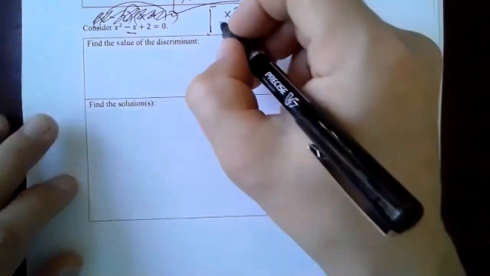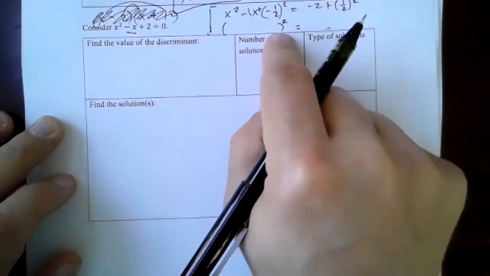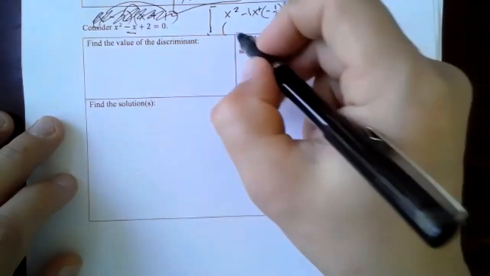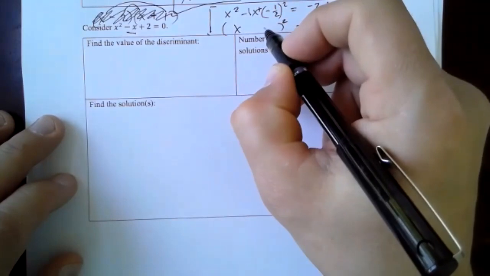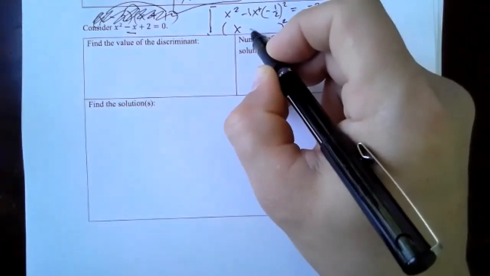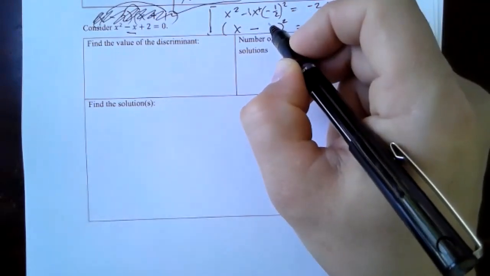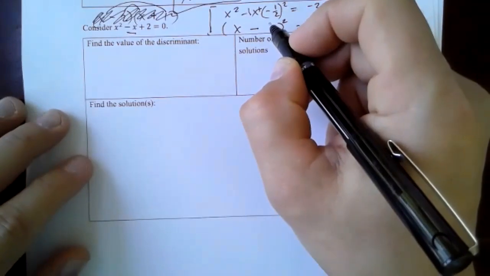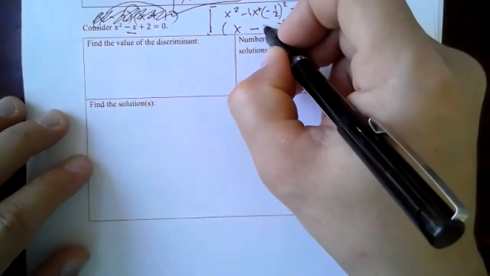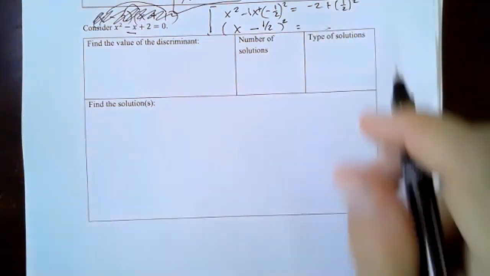So now we've got a perfect square here. What's the perfect square? It's x, I believe, and since that's going to turn out to be a positive, this is going to be a minus. So -1/2. Okay, so it looks like that.